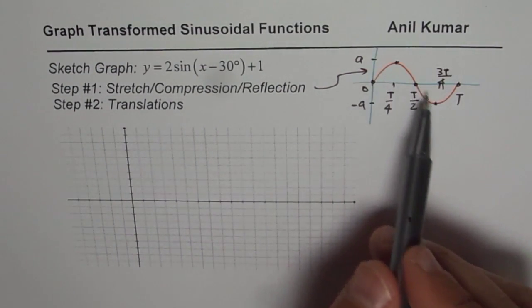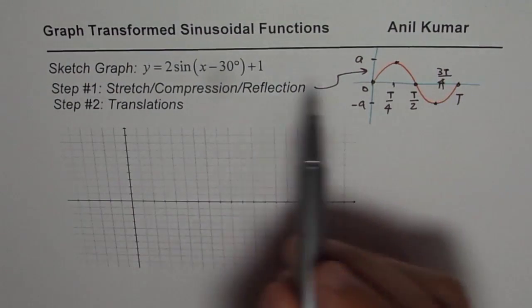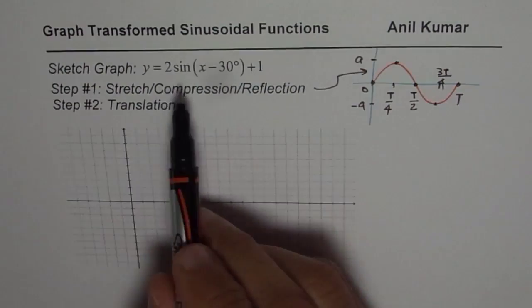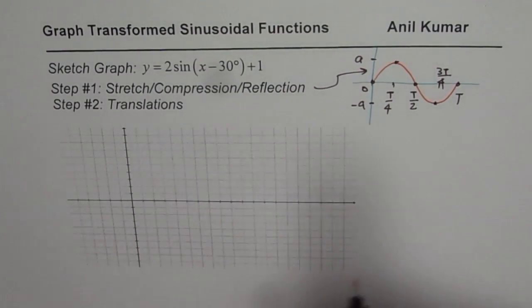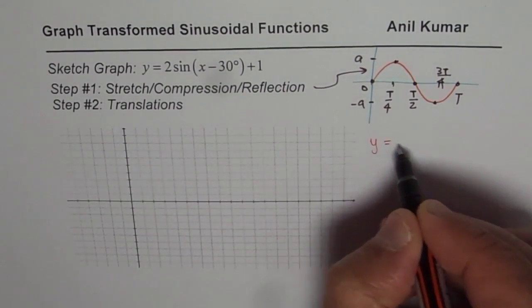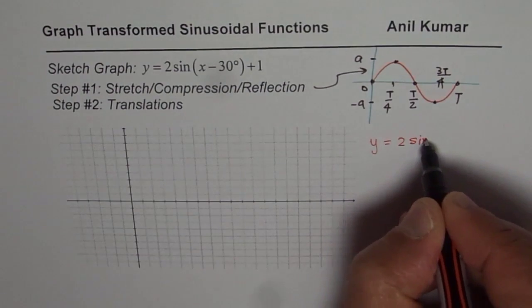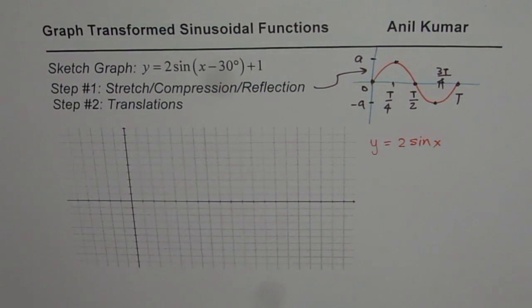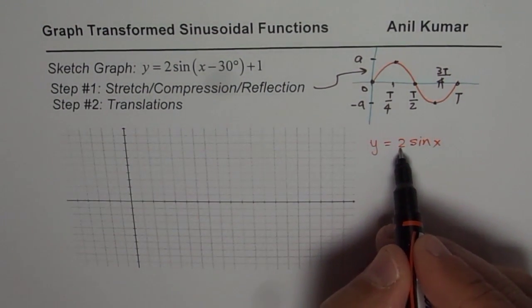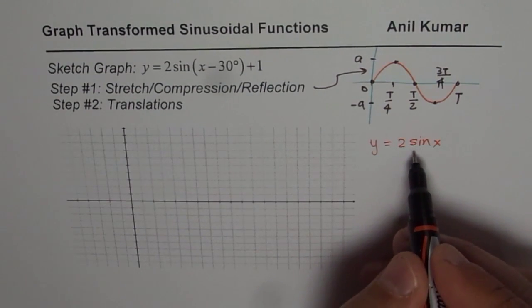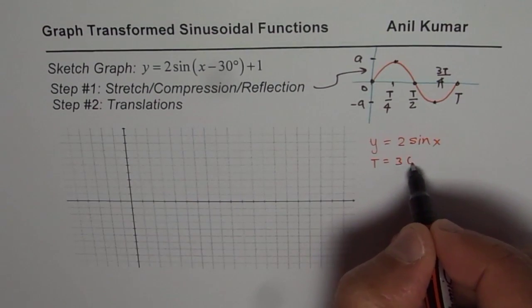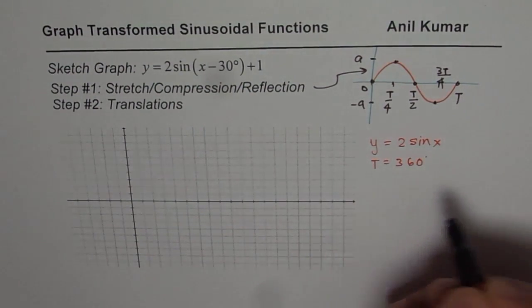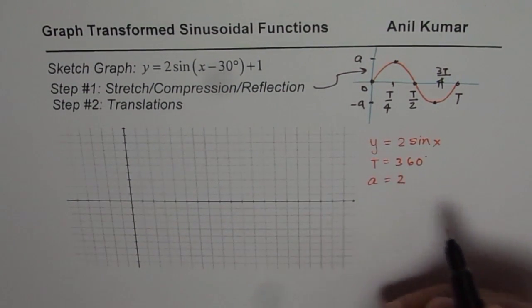The second function will incorporate the translations. So let us first sketch our basic function. What we have here is an amplitude of 2. We incorporate these stretches and sketch y equals 2 sine x as the graph. Here we have a vertical stretch by 2, the time period T is 360 degrees, which is the default, and the amplitude A is 2.